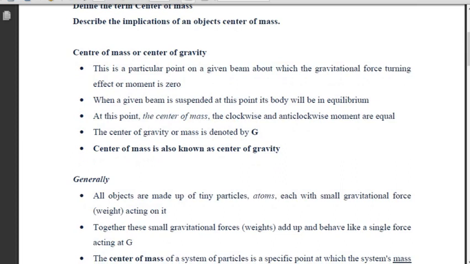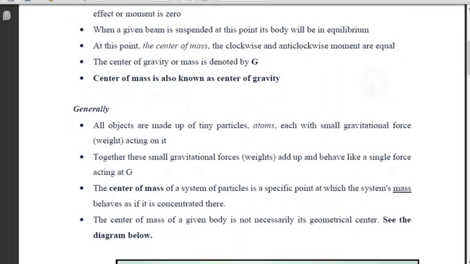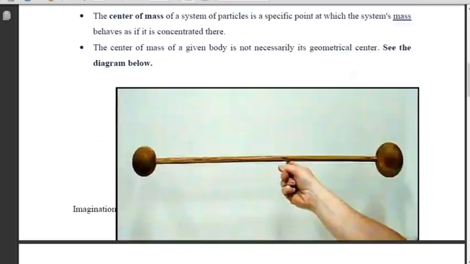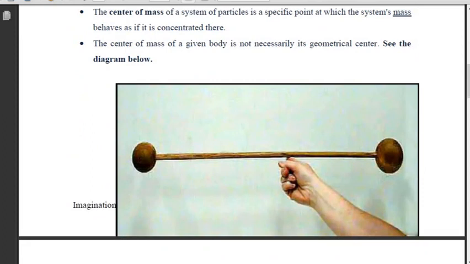So when we have an object, let's look at this image. This person is holding a stick with two balls at the ends. I'm assuming one ball is heavier than the other. That's why his hand or his finger is not in the middle. You can see that it's slightly towards the right.